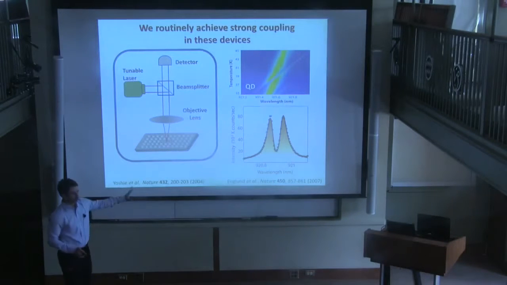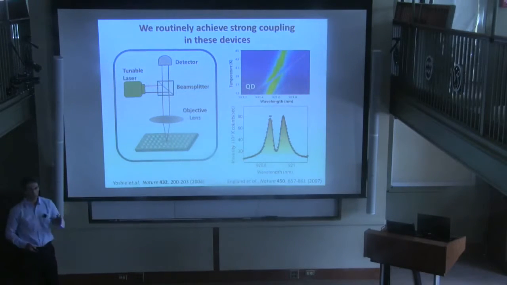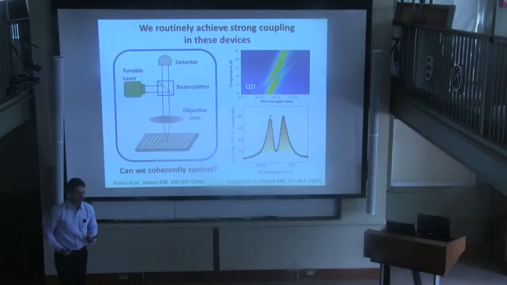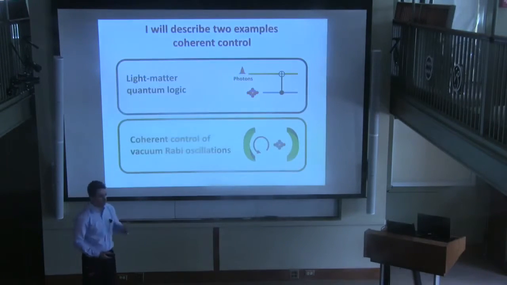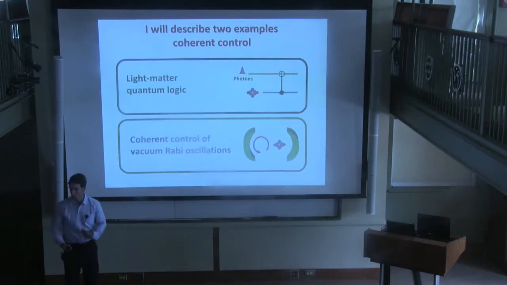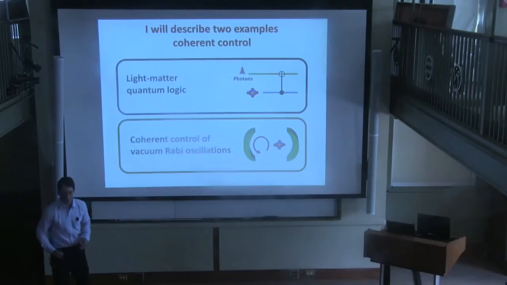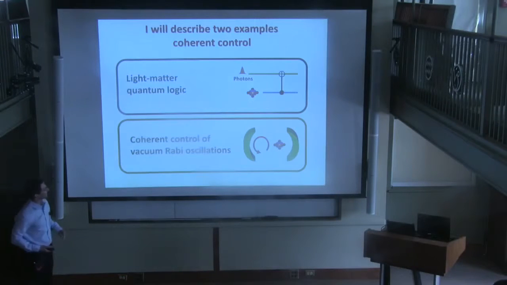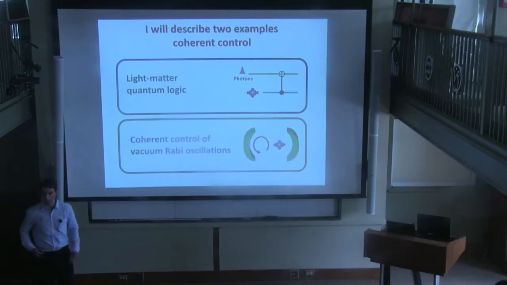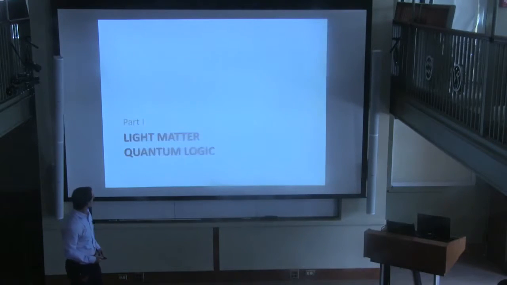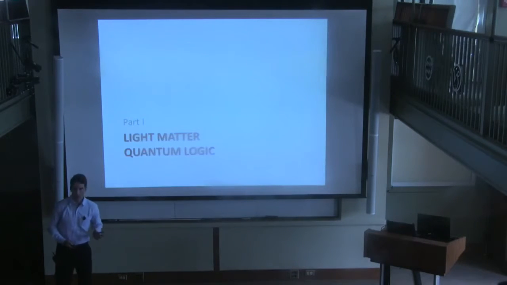So this isn't groundbreaking. But as I mentioned, the real question is, so we can create these strong interactions. How do we coherently control them? And in this talk, I'm going to give two examples of coherent control in this strongly coupled regime. One is what I call light-matter quantum logic, and the other is coherent control of vacuum-Rabi oscillations. So let me start with the first part.